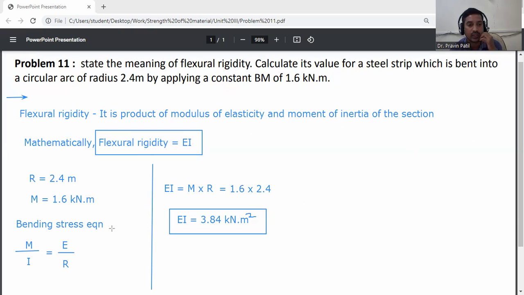Okay. So bending stress equation M by I is equal to E by R. So EI is equal to M into R. So M is given 1.6 kilonewton meter and R is 2.4. So EI is equal to 3.84 kilonewton meter square. This is your final answer.